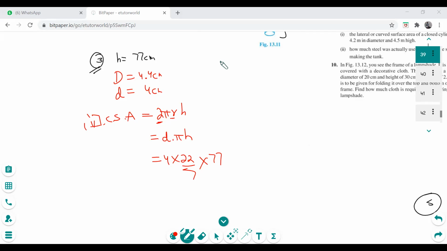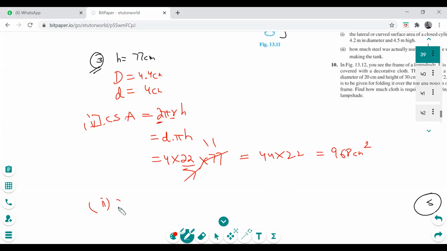968. So if you multiply this by this, 7 times 11 is 77. 44 times 22, you will get 968. So 968 centimeters square. Okay, so that is my inner curved surface area.